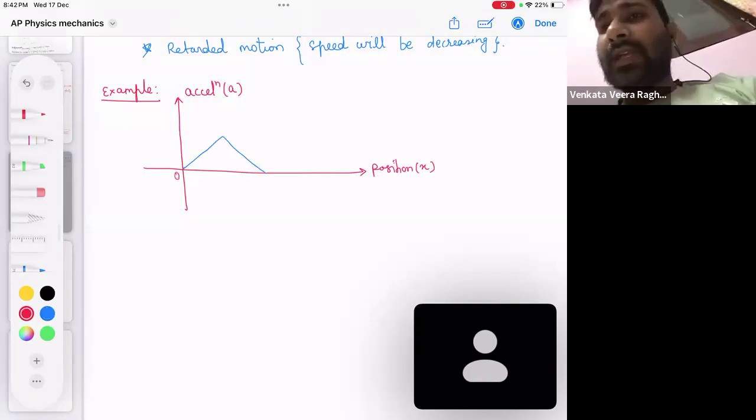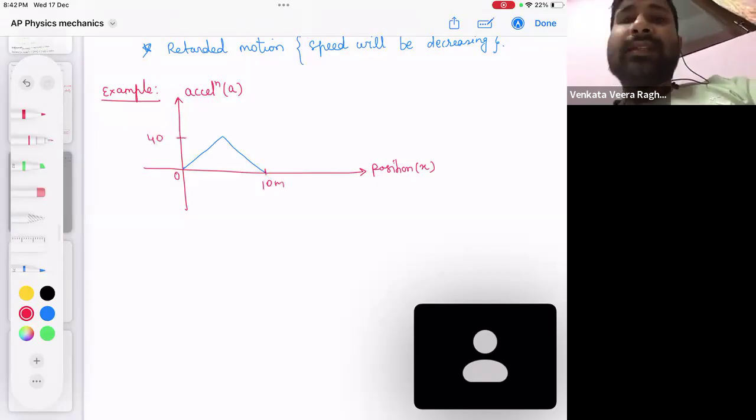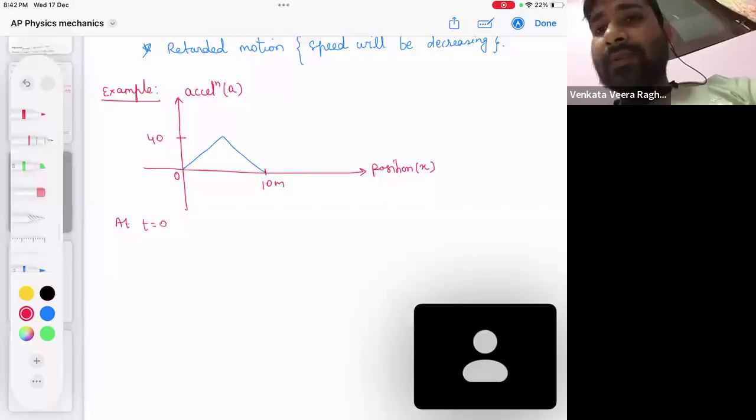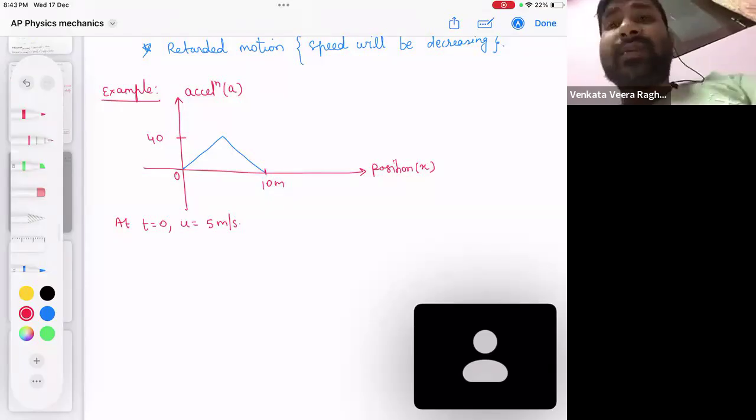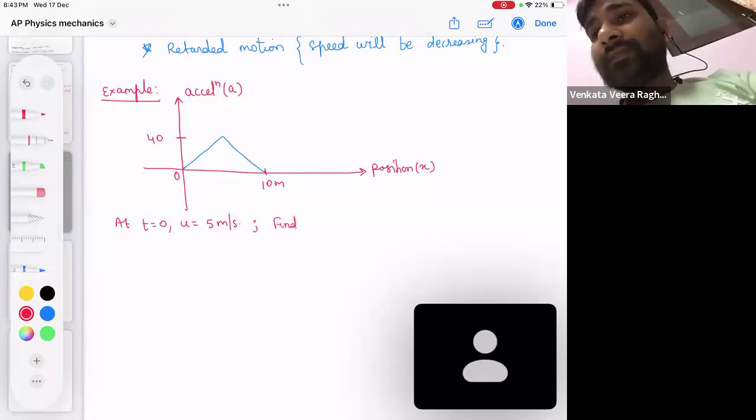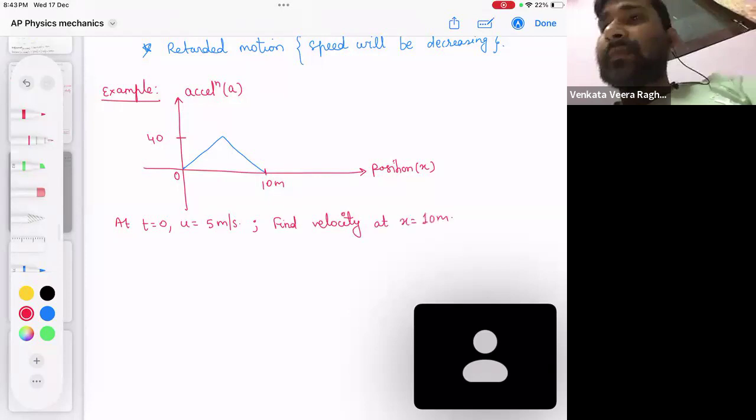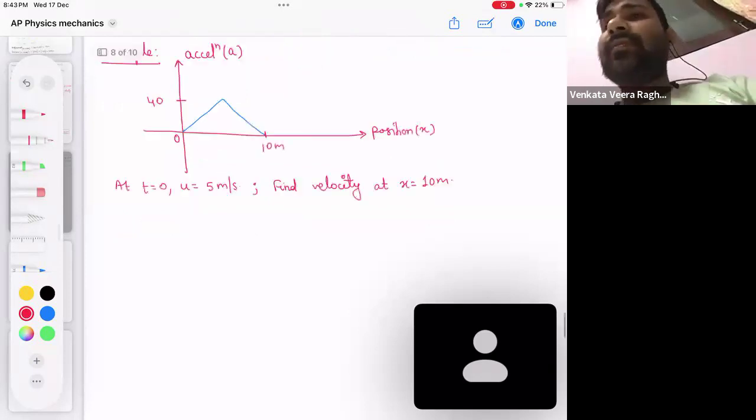This is 0, this is x equal to 10 meter, this acceleration is given as 40. They are asking in the question, at t equal to 0, initial velocity of particle is 5 meter per second. Find velocity at x equal to 10 meter. Understand?